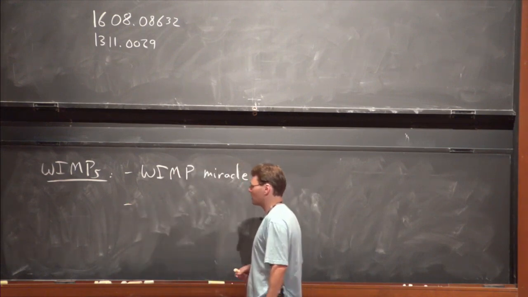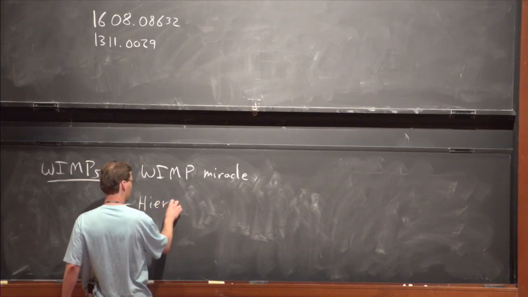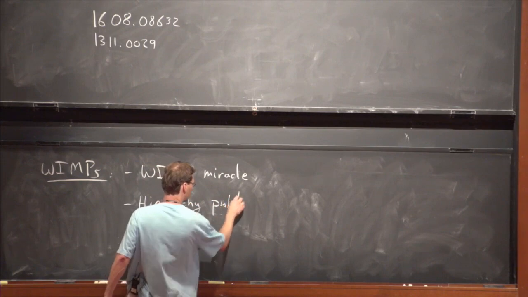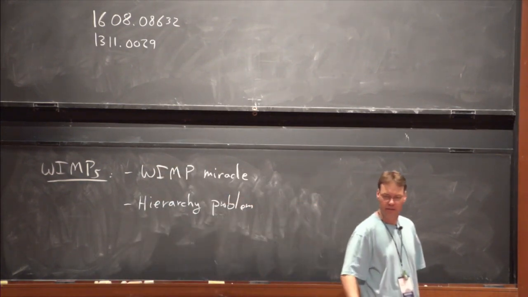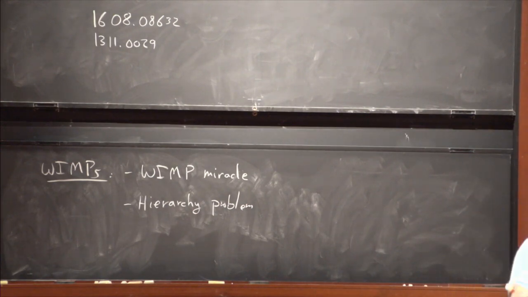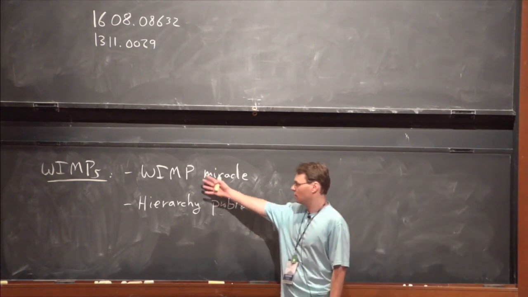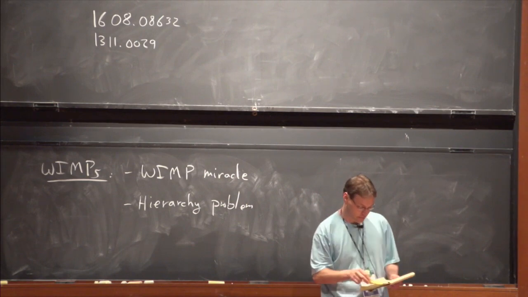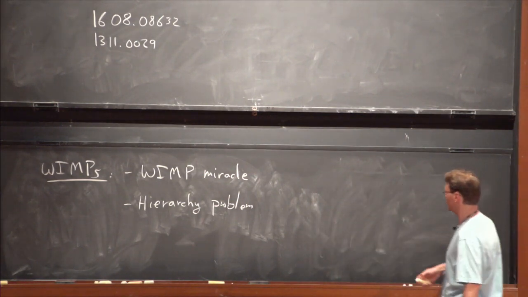And of course, the second reason is that we think there should be new physics near the weak scale anyway because of the hierarchy problem. So the fact that a particle at that scale, if such a particle is stable and has interactions with the weak force, could be the dark matter candidate is very suggestive that these things might have the same solution. So I think this does motivate WIMPs, and there's a ton of searches for WIMPs.